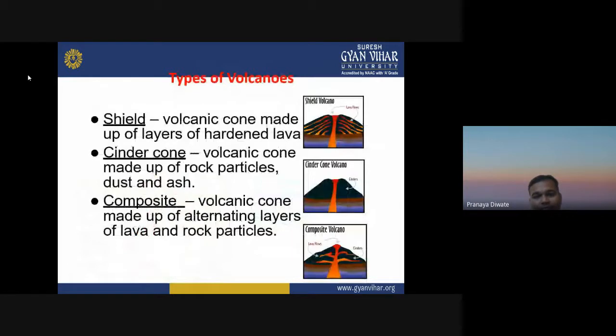Then you have a shield. A shield is a volcanic cone made up of layers of hardened lava. Then you have a cinder cone, a volcanic cone made up of rock particles, dust and ash. Then you have a composite volcano, a volcanic cone made up of alternating layers of lava and rock particles.